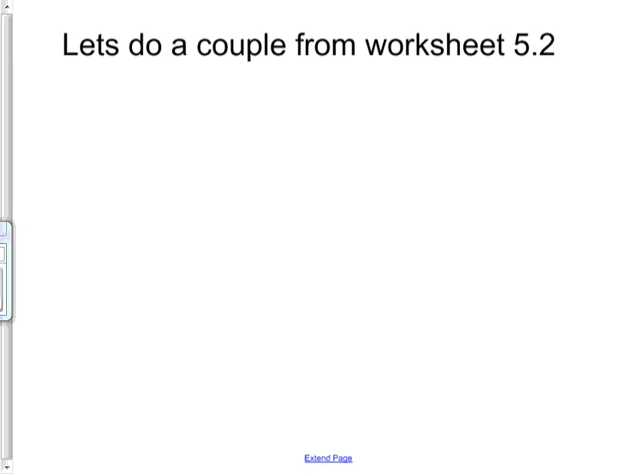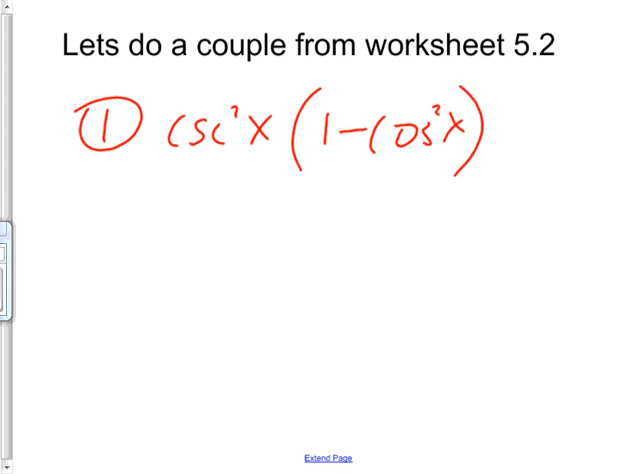All right, the very first one says cosecant squared x times 1 minus cosine squared x equals with a question mark 1. Remember, it's not necessarily equal to 1. We're trying to figure out if it really is or not. And we're going to try to prove that it is. All right, so now, who's got an idea of a substitution we could make that would make this work? Yes?